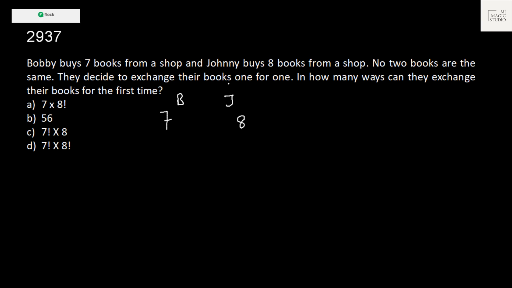They decide to exchange their books one for one. In how many ways can they exchange their books for the first time? So for the first time, Bobby can offer 7 of his books and Johnny can offer 8 of his books. So the total offering would be 7 into 8, that is 56. First time they can offer 1-to-1 books in 56 ways.